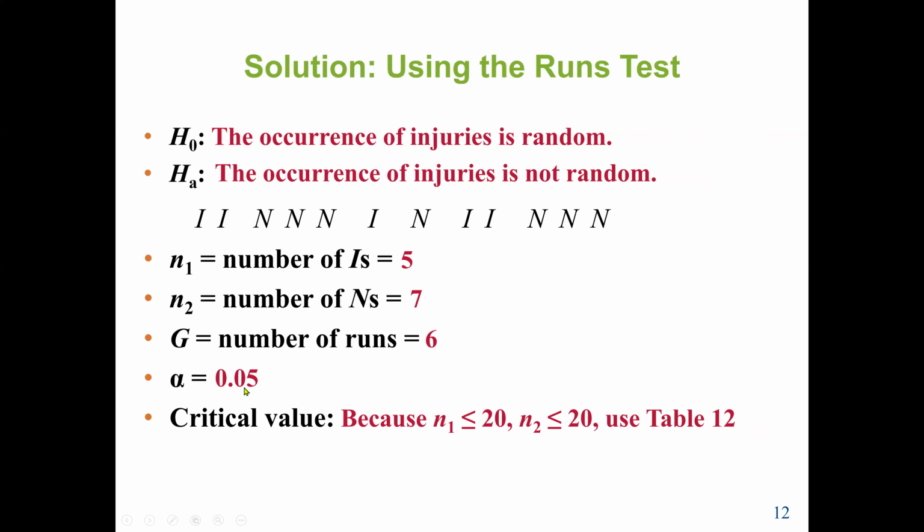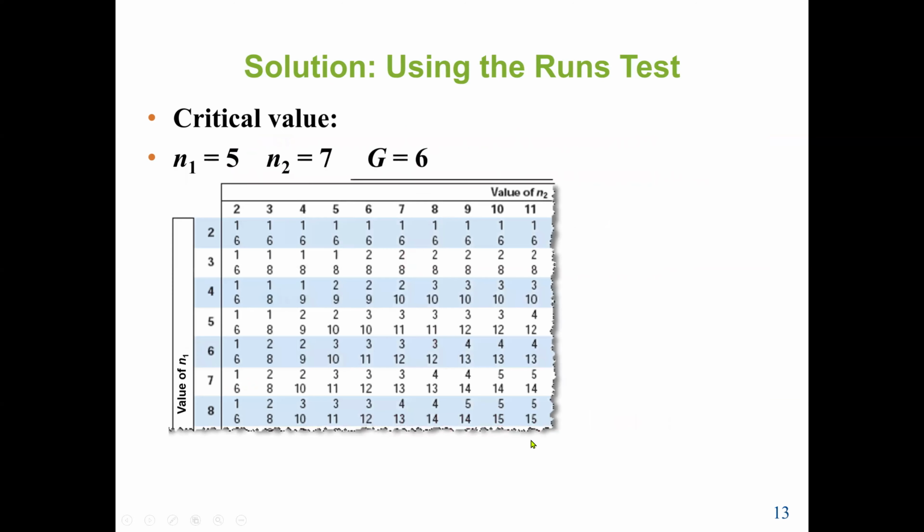Alpha is given to us to be 0.05. If I know the sizes of N1 and N2, we can see that they are less than 20, which means we have to use the critical value table for the runs test, which here we call table 12. That's what we said: because N1 is less than or equal to 20 and N2 is less than or equal to 20, we use table 12, which gives the critical values for finding randomness. And this is how the table looks.